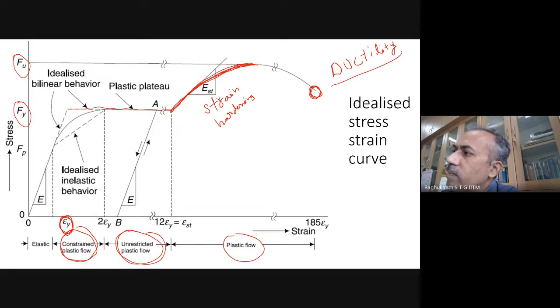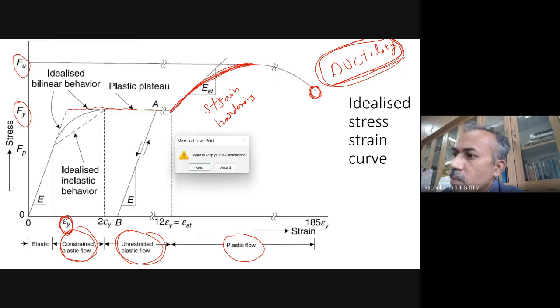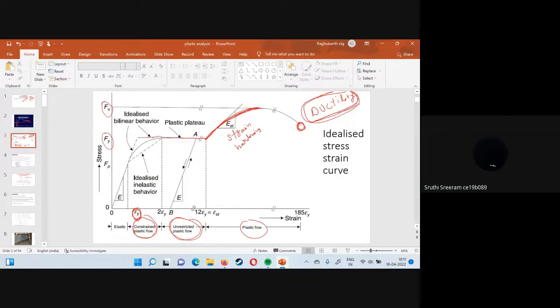You can read this one. So what is this? This ratio we call as. What is this one? What is it that I have written here? So this is known as. All of you are there. Yes, sir. It's ductility. Ductility.